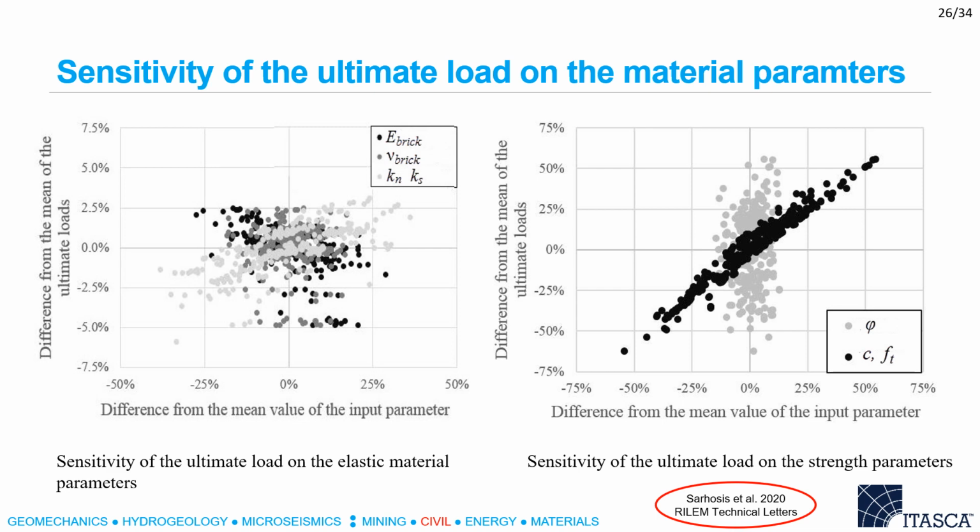It is worth noting that a variation of 10% in the friction angle in a masonry wall panel can vary the ultimate load by up to 55%.